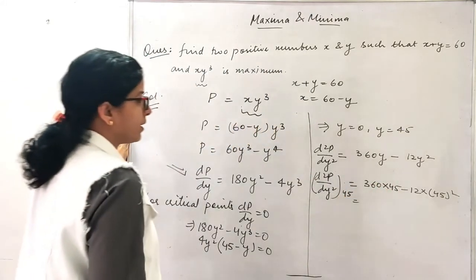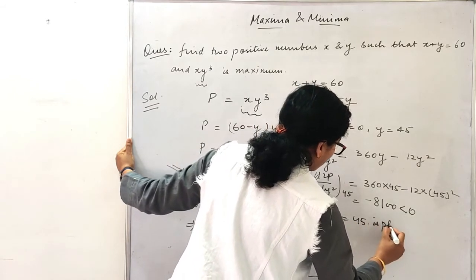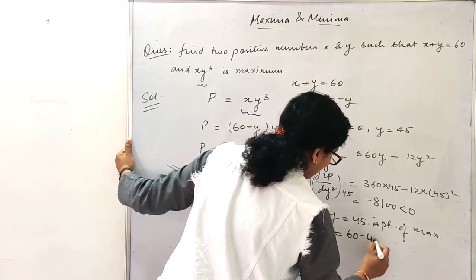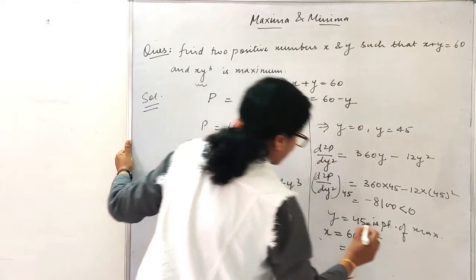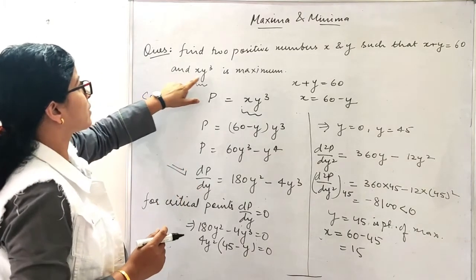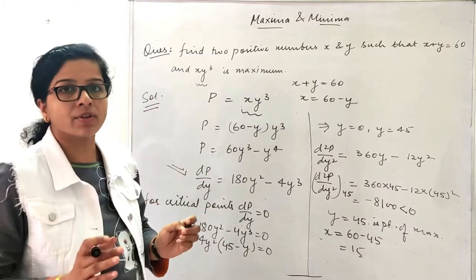So what are we getting here? So y = 45 is the point of maxima. What will be the value of x? x is 60 minus 45, which means 15. So if I have x as 15 and y as 45, I'll get xy^3 as maximum value. Is that clear? Now let us check one more question.